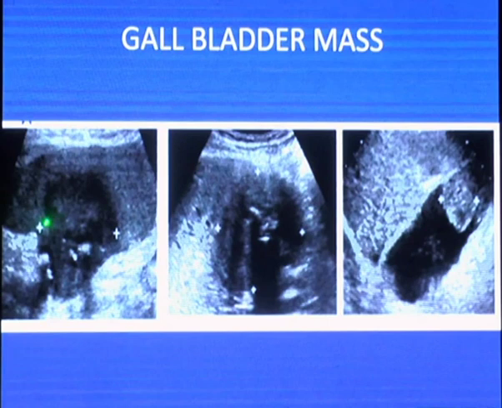Gallbladder mass basically appears as a solid or hypoechoic, meaning low echogenicity, mass which is replacing almost the whole of the gallbladder, and it is engulfing gallstone within it. So it is a gallbladder mass. Sometimes gallbladder mass appears as a polypoidal mass, solid mass. Here we can see a mass projecting from the fundus into the lumen. So this is the most common presentation of gallbladder mass.